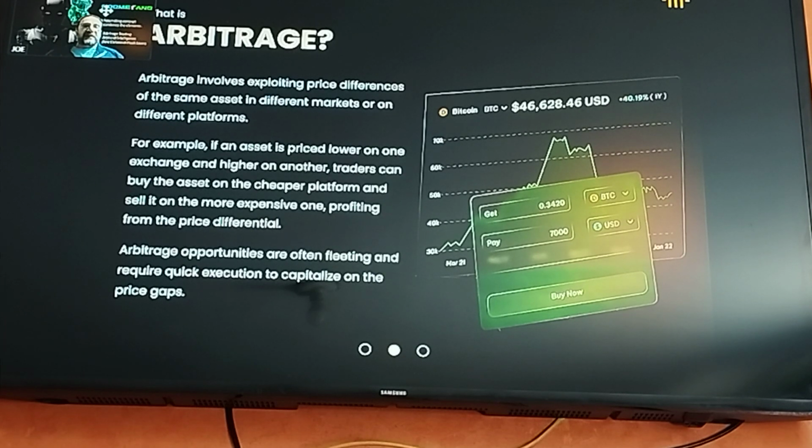Arbitrage involves exploiting price differences of the same asset in different markets or on different platforms. For example, if an asset is priced lower on one exchange and higher on another, traders can buy the asset on the cheaper platform and sell it on the more expensive one, profiting from the price differential. Arbitrage opportunities are often fleeting and require quick execution to capitalize on the price gaps.